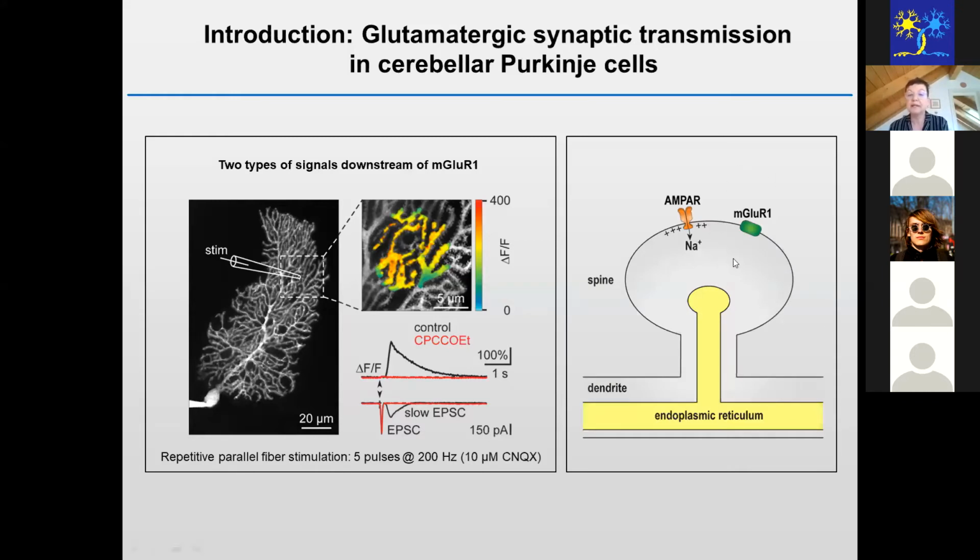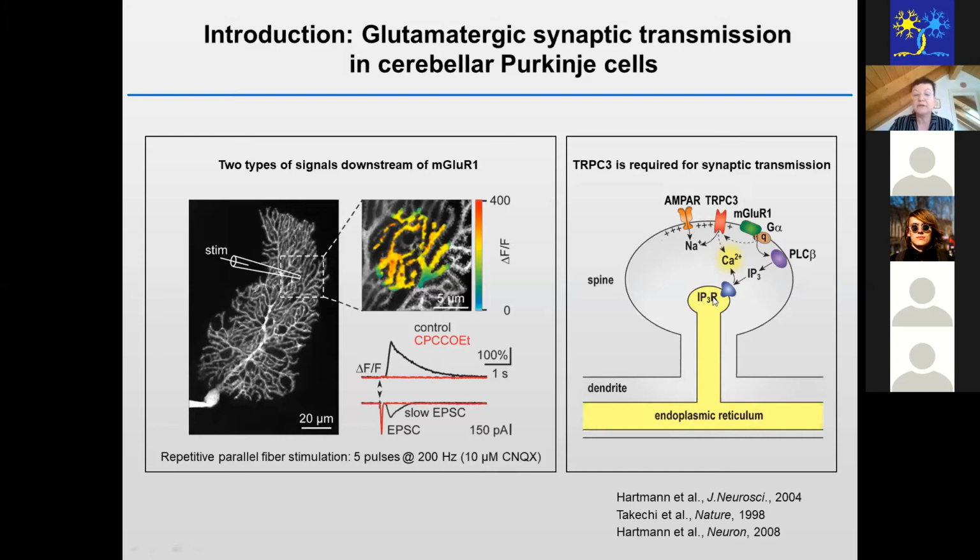Besides mGluR1, parallel fiber synapses of Purkinje cells possess AMPA receptors. They are devoid of NMDA receptors, at least in mature animals. And the sodium influx through the AMPA receptor channel appears as the fast EPSC. Binding of glutamate to mGluR1 activates the Gq phospholipase C-dependent pathway that in the end produces the calcium transient by releasing calcium through the IP3 receptor. And through a not yet fully identified mechanism downstream of mGluR1, there occurs also the activation of the transient receptor potential channel family member TRPC3.